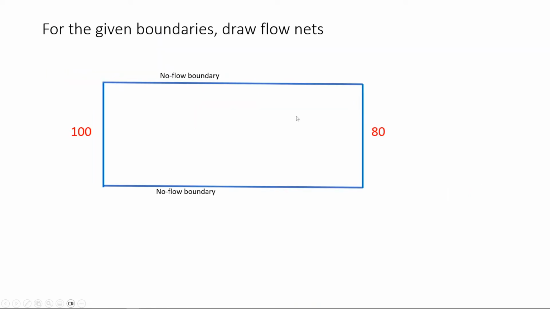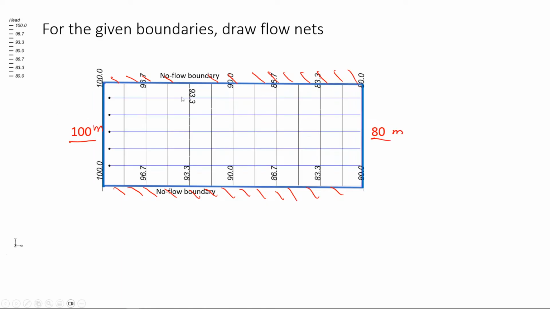So here is an example. In this example, we sketched the no flow boundary. That's the no flow boundary. Then you sketch your type 1 boundary, a constant head boundary. The head here is 100 and the head here is this, and then you draw a set of flow lines and equipotential lines.